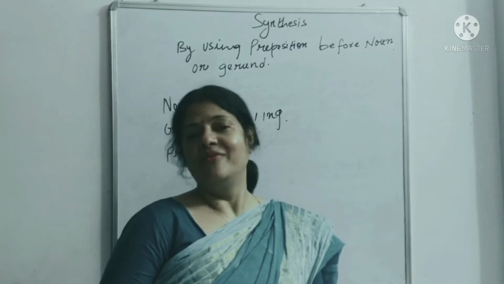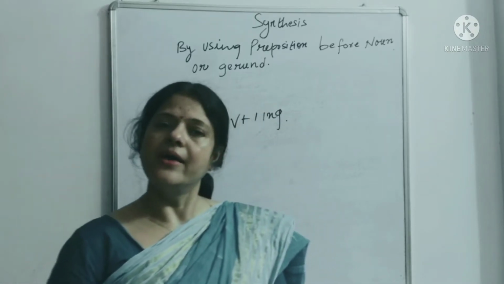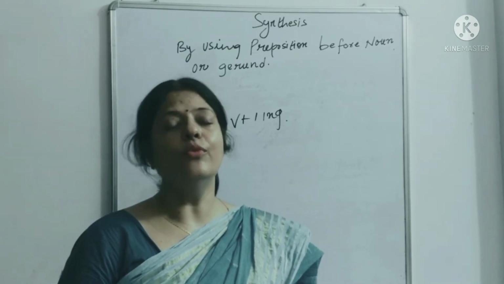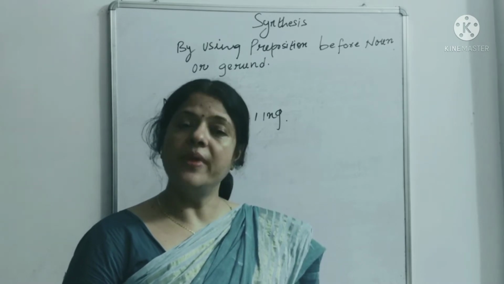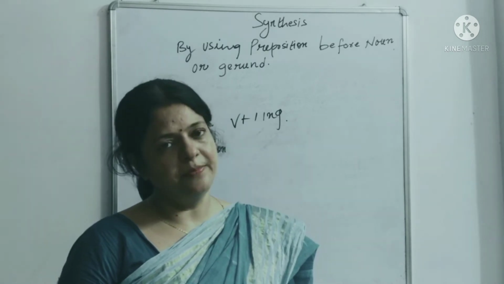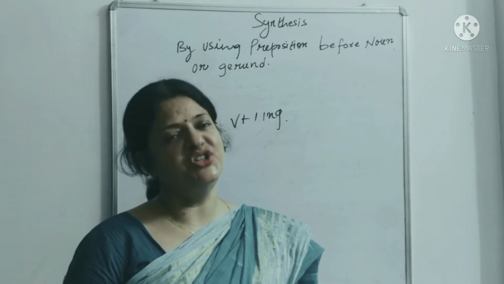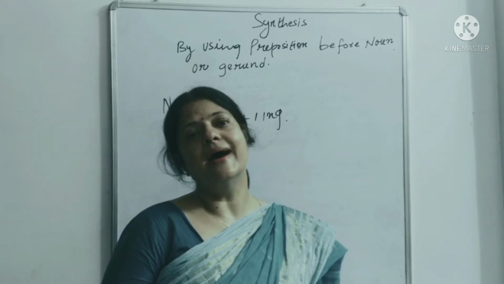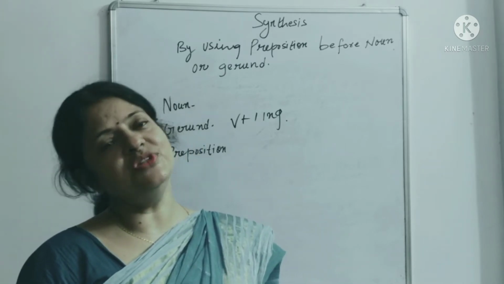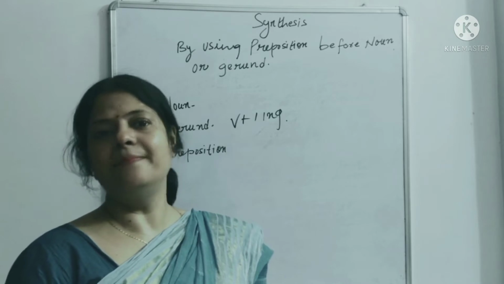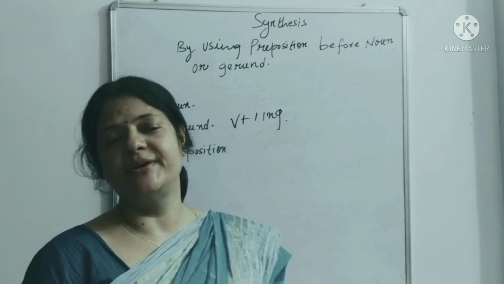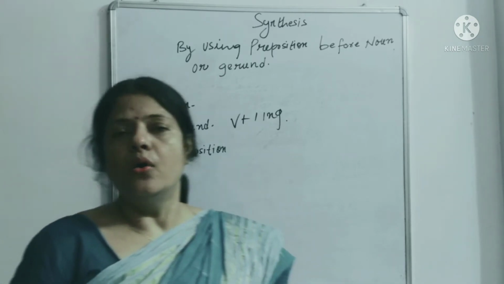Dear students, we are doing synthesis, and I have already uploaded videos on how we can add two or more simple sentences to make one simple sentence by using infinitive, participle, nominative absolute, and adjectives. Today we'll do how we can add two or more simple sentences to make one simple sentence by using a preposition before a noun or gerund. Understand?